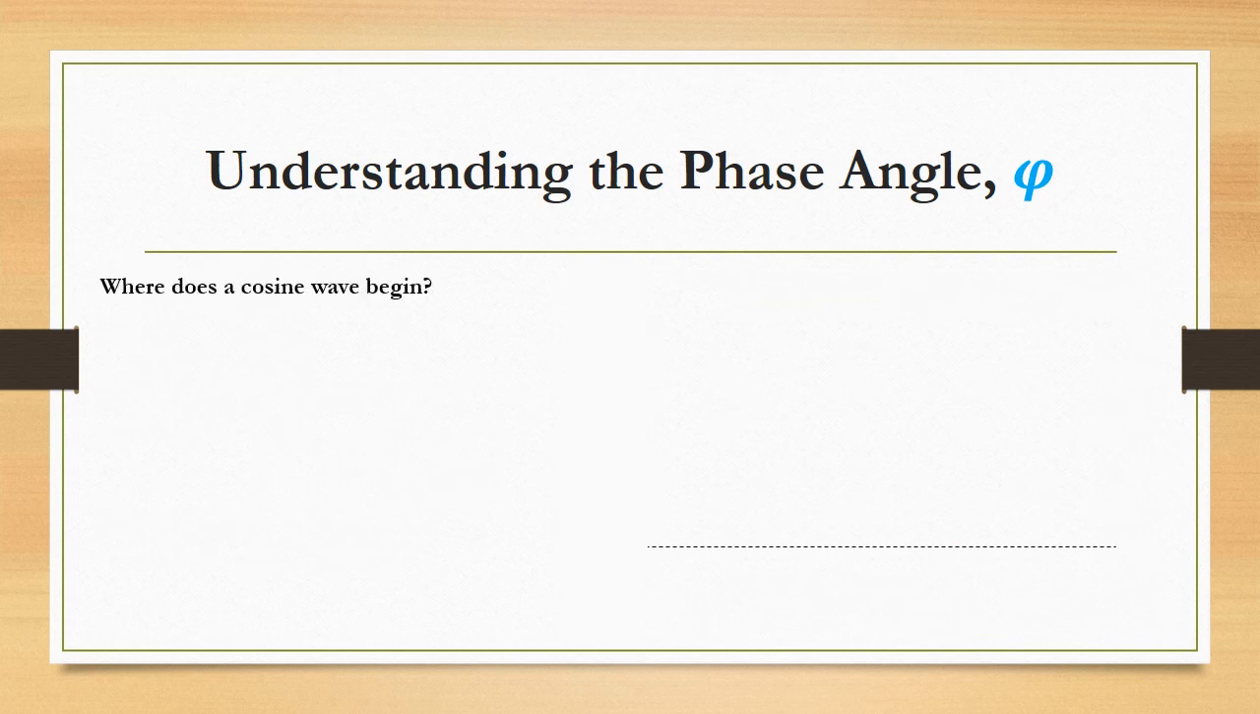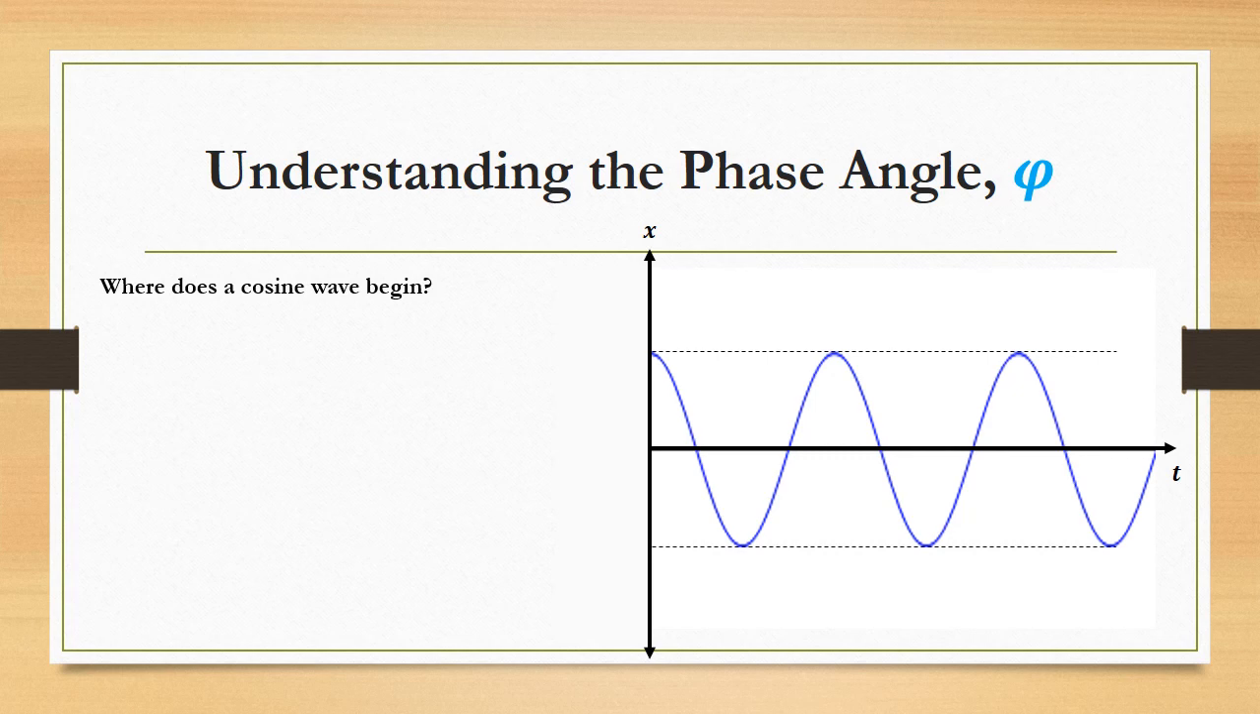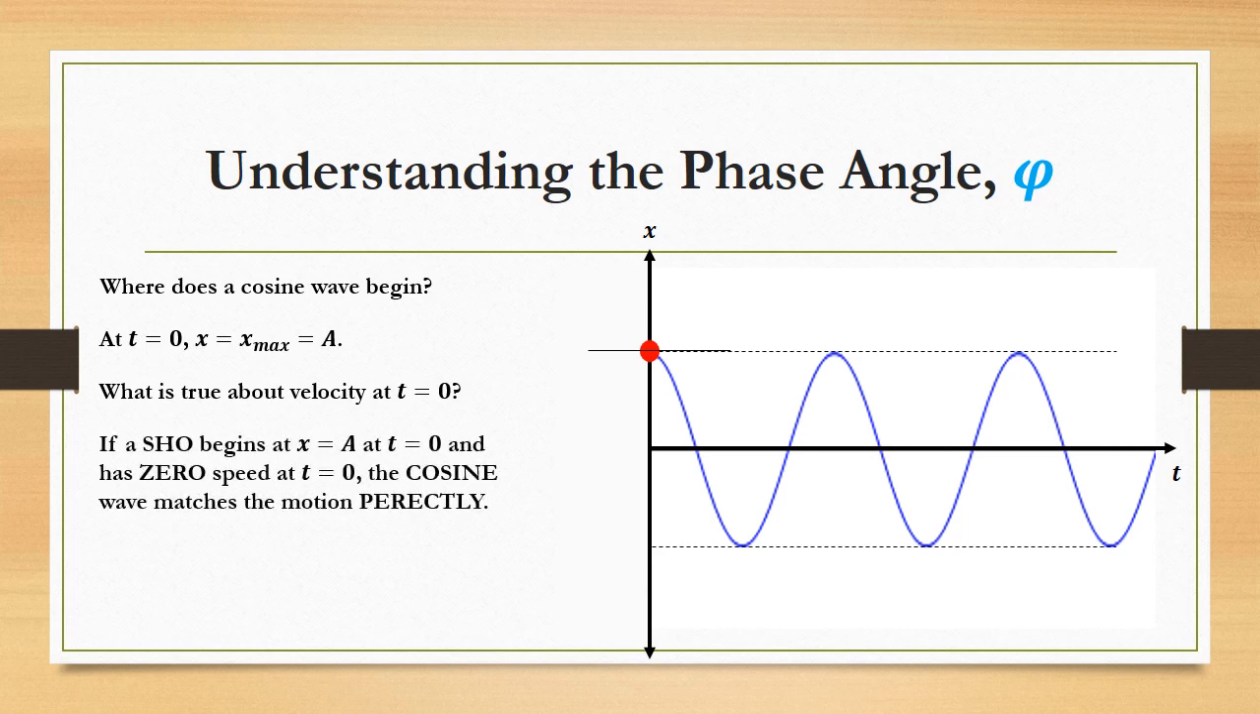So what about a cosine wave? Where does it begin on a graph? It begins at the highest value, or the largest displacement from its equilibrium position that it will ever achieve. And that means at time 0, it's at its amplitude. What about the velocity? Well, once again, we're looking for the slope of the tangent line at the very beginning, which is flat or horizontal and therefore has a slope of 0. So the velocity is 0 at time 0. And so we can say if a simple harmonic oscillator begins at its amplitude at time 0, and it has no speed at time 0, it's motionless at that instant, then the cosine wave matches the motion perfectly.